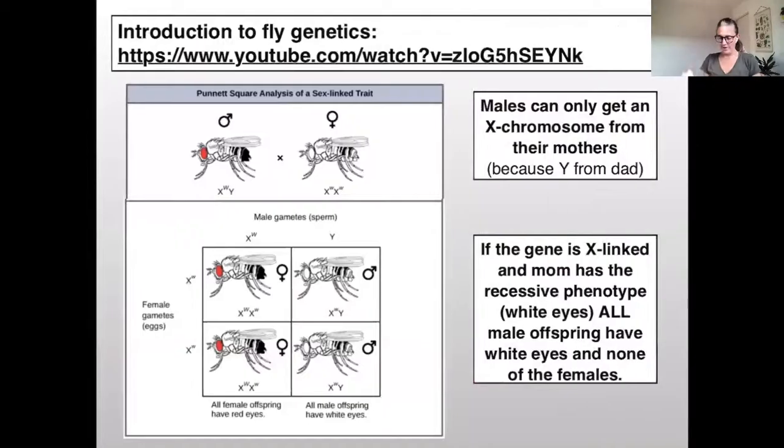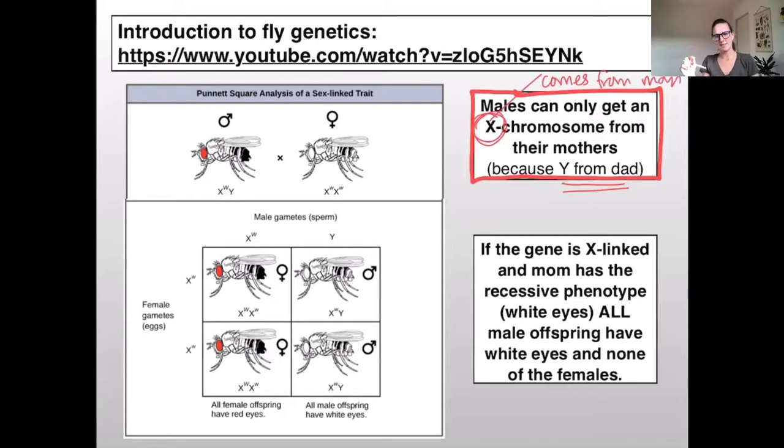All right, so those are some human examples of X-linked. Now let's look at some flies. Introduction to fly genetics. Similar sex determination in flies: XY male, XX female. Males can only get an X chromosome from their mother. Because they have to get their Y from dad, their X chromosome has to come from mom.